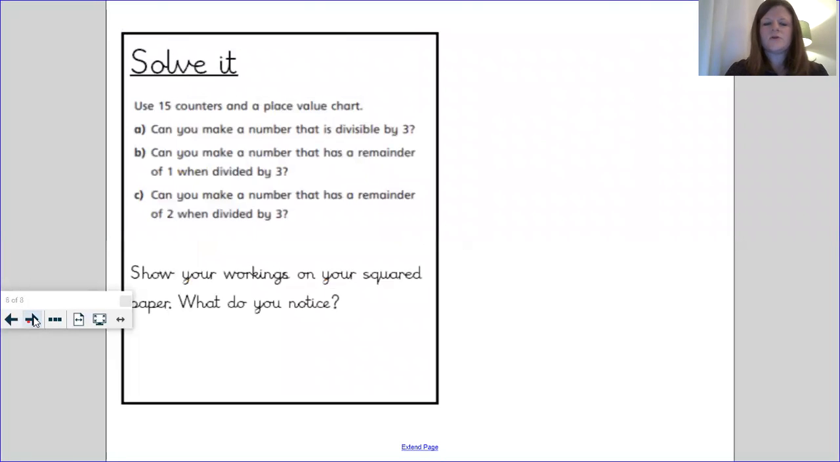And then your solve it is you've got 15 counters and a place value chart. Can you make a number that's divisible by 3? Can you make a different number that has a remainder of 1 when it's divided by 3? And can you make a number that has a remainder of 2 when divided by 3? So show your workings out and what do you notice? So that's more of a problem solving challenge if you get onto it.